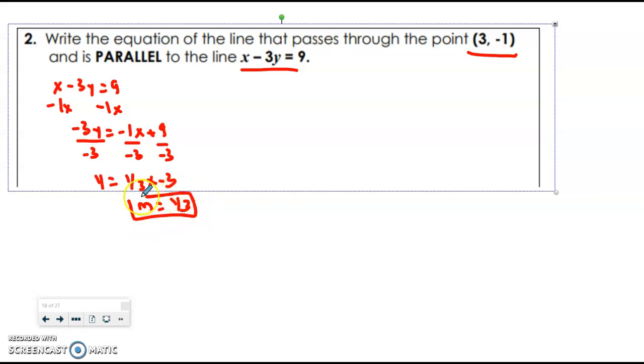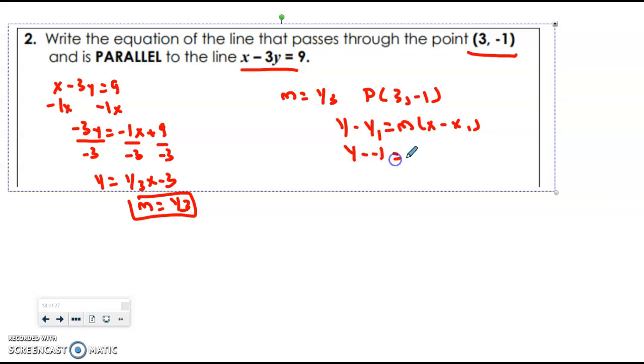And that's the slope that we're going to use with this point. So my slope is 1/3. My point is (3, -1). y minus y1 equals m times x minus x1. So I got y minus -1 equals 1/3 times x minus 3. That does turn out to be y plus 1 equals 1/3 x minus 1. And you would just get y equals 1/3 x minus 2.